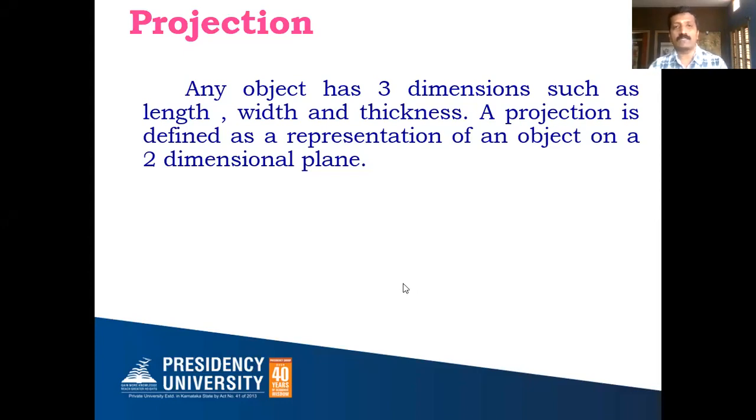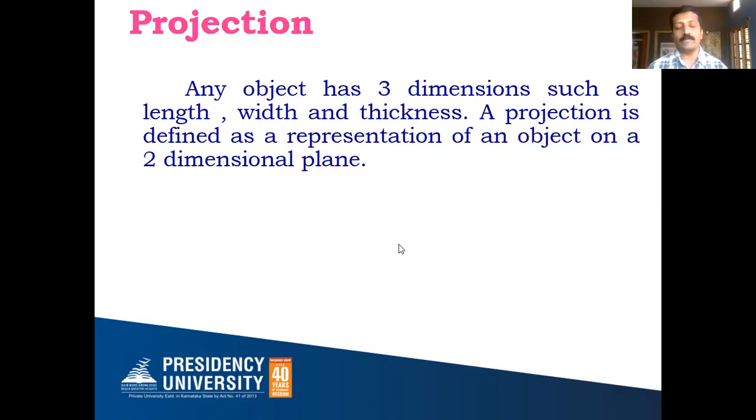So yesterday we discussed a few basics about engineering graphics: the definition, why it is called engineering drawing, the tools and instruments which are used, the conventions, the dimension system, and the representation. At the end we started with projection. Projection is a key and very important aspect in engineering drawing. This is the principle or procedure that we have to follow, irrespective of the type of object that we are projecting.